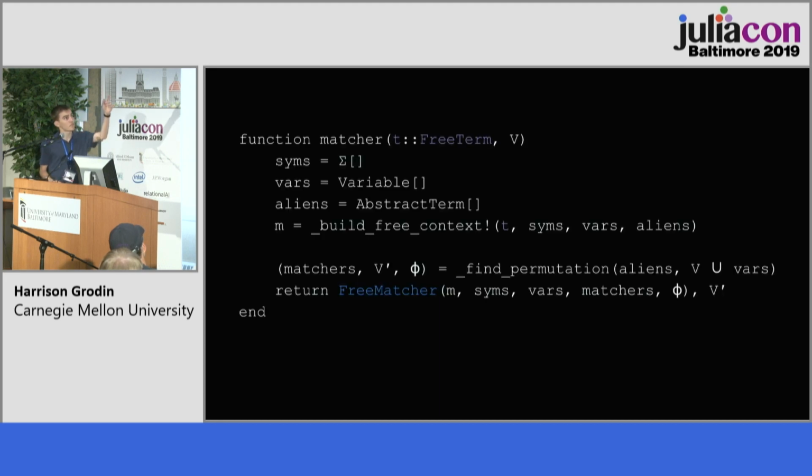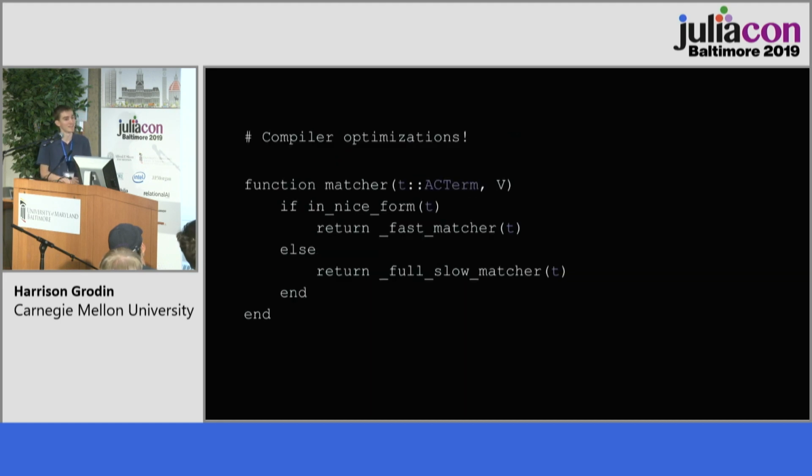Let's see. So as far as the matcher goes, we want to build a matcher from this term. This is kind of pseudocode based on the actual code that we have. But the idea is, given a term and a set of variables you already know about, you want to build the matchers for the subterms. So first thing, we'll keep track of the symbols and the variables and the alien subterms, the terms that are not free. So down here, we'll build the context, we'll look through the tree, and keep track of all the symbols and variables and aliens. And then here, we'll find the best permutations to match the aliens in. In that previous slide, we wanted to do the second one, then the first. So we'll do that computation here. It might be kind of expensive, but who cares? It's compile time.